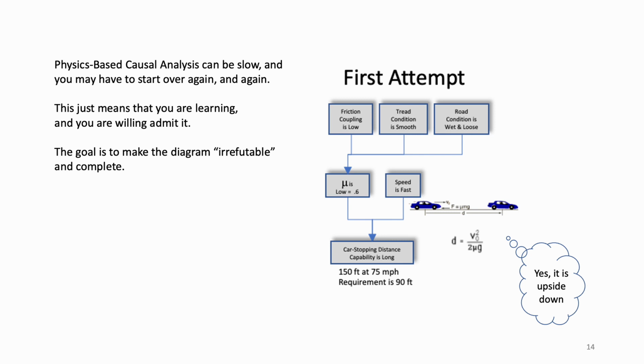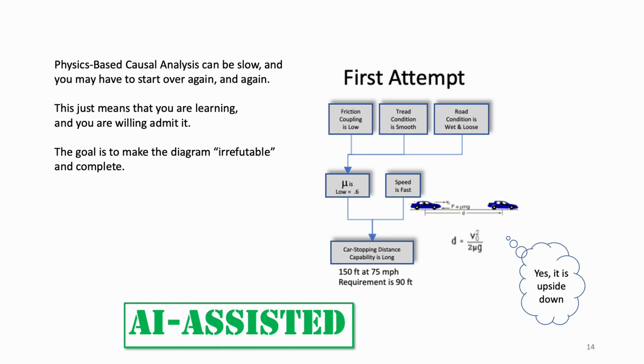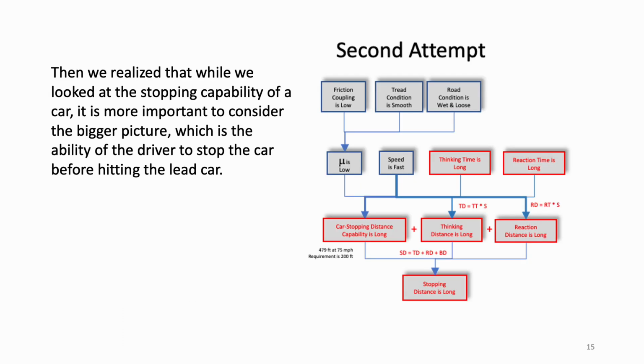Then we can also use what we can find in textbooks or by using AI. What are the factors that go into the coefficient of friction, being a friction coupling, tread condition, road condition, and so on. Then a second attempt, we realized that while we looked at the stopping capability of the car, it's more important to consider the bigger picture, which is the ability of the driver to stop the car before hitting the lead car. So we've redefined this.